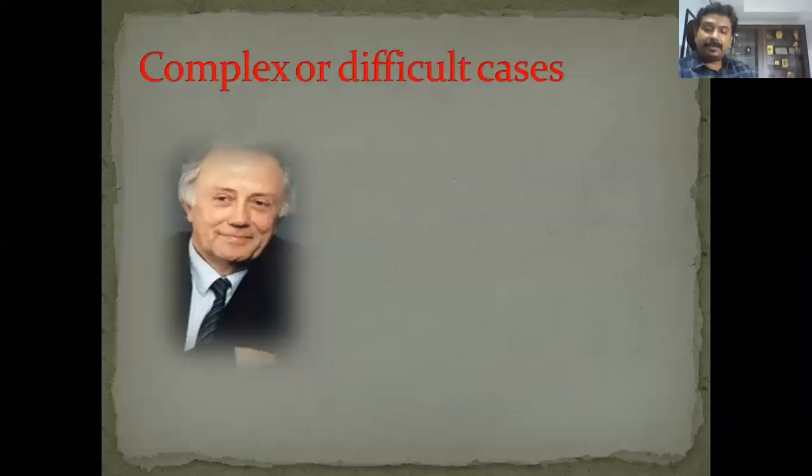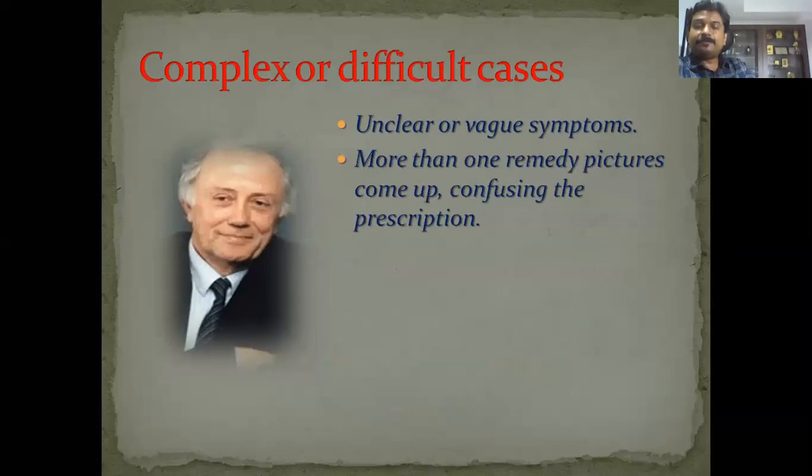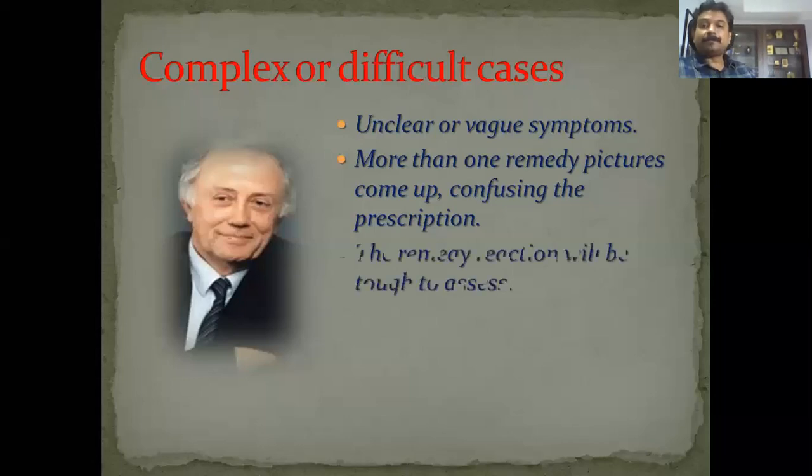Now, in complex or difficult cases, you will get unclear or vague symptoms. And more than one remedy picture comes up, confusing the prescription. So when we start taking the case, we will get 2 or 3 symptoms of, say, Calcarea carbonica. After some time, 2 or 3 symptoms of Natrum muriaticum come. After some time, say 1 or 2 very strong symptoms of Medorrhinum may come. So we will be confused where to start, when to start, and how to proceed. And there lies the confusion or the problem with complex or difficult cases. So the remedy selection will be a tough ask.